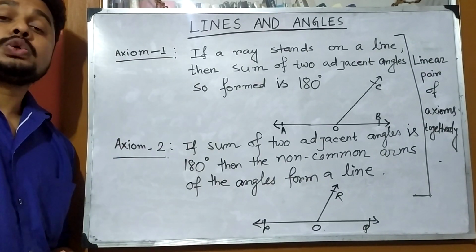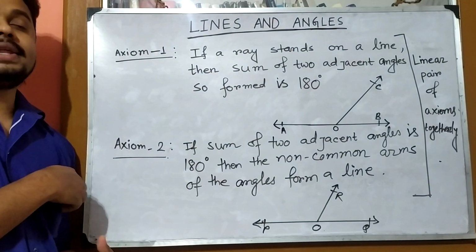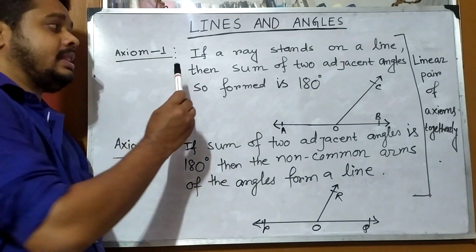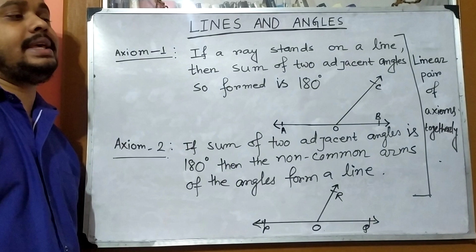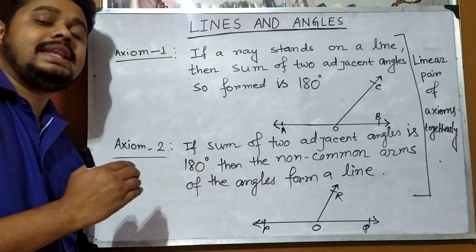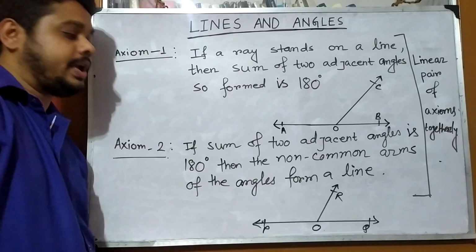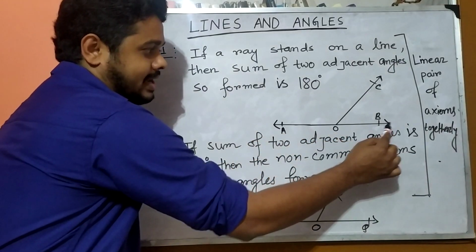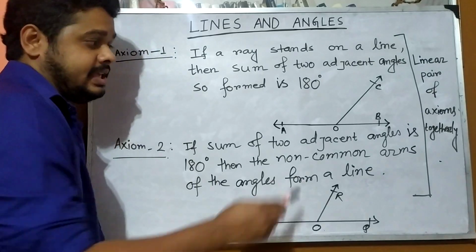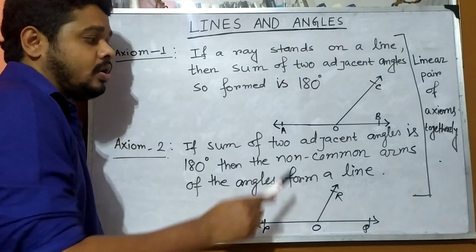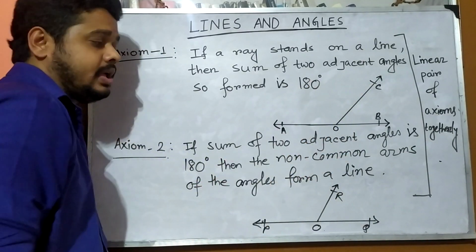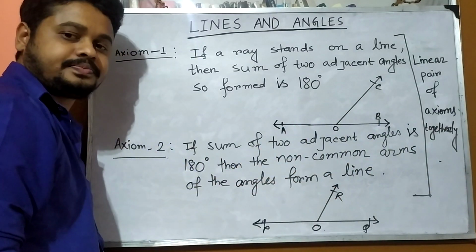Now first of all I write here two axioms. Axiom 1 is, if a ray stands on a line, then the sum of two adjacent angles is 180 degrees. It's quite similar to the linear pair of angles. Hence AB is one ray or a line, and OC is another ray which stands on AB.